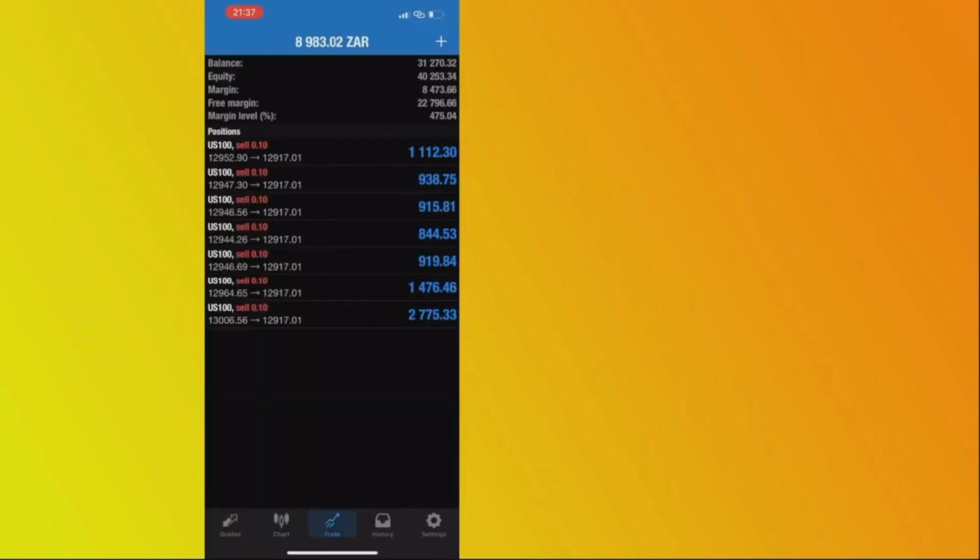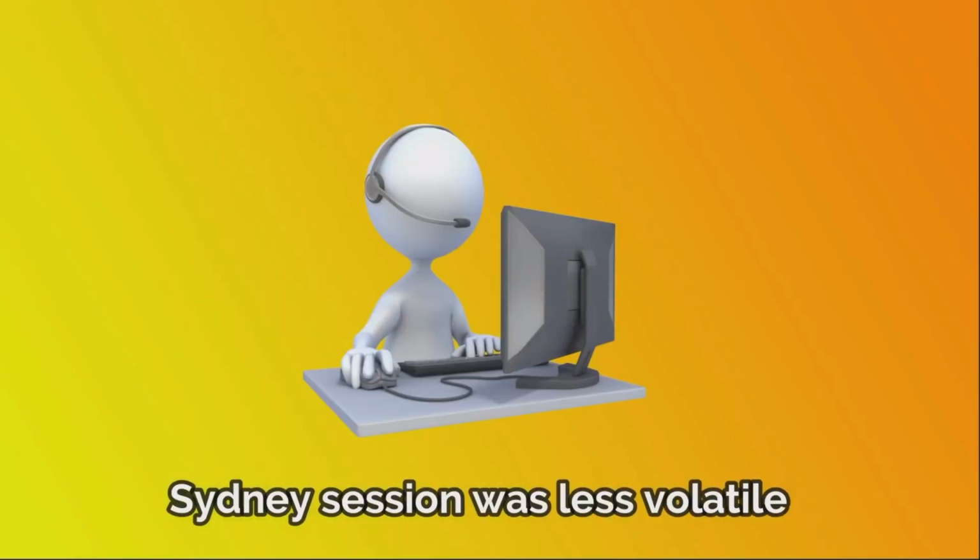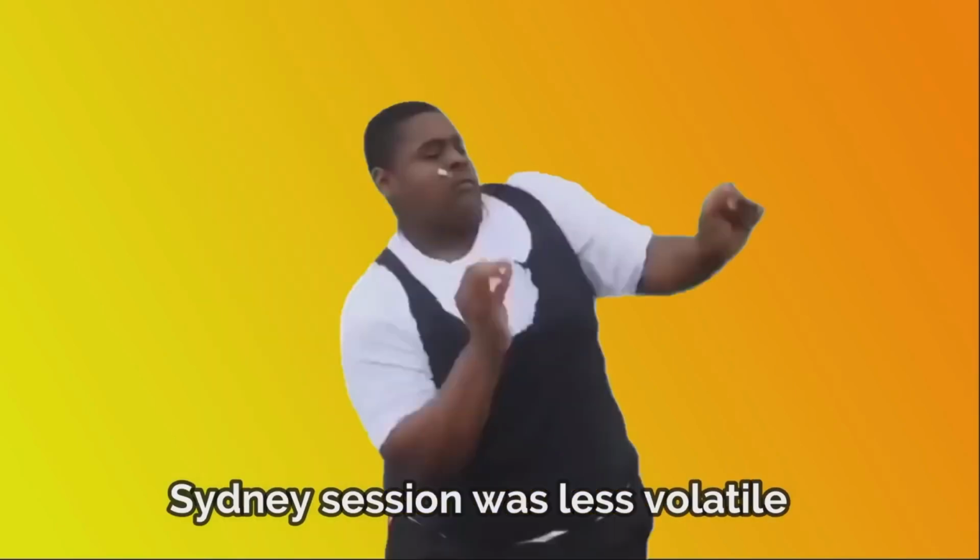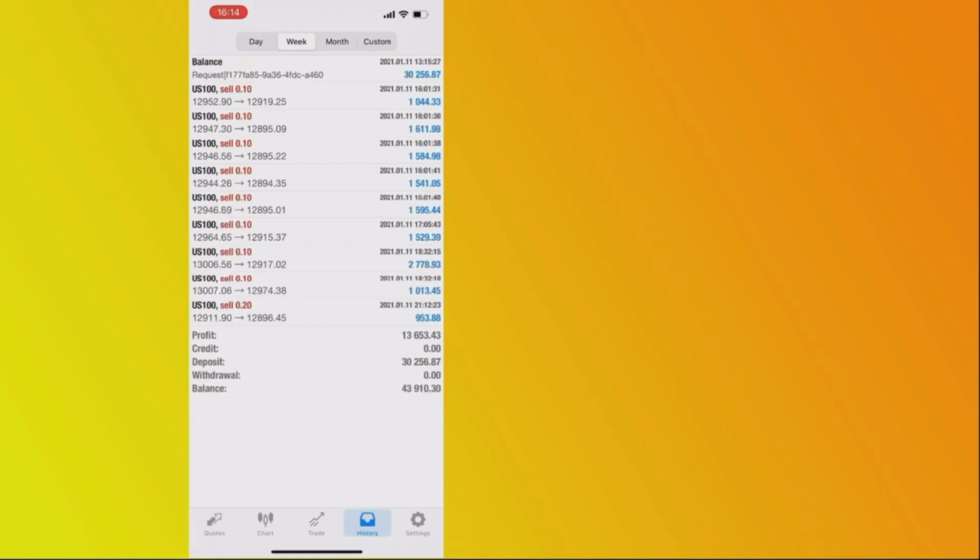or even change direction. The Sydney trading session didn't move that much, so I ended up closing the trades and securing my profits. Good evening guys, it's a new day. Remember, we're only scalping, so there's no need for us to hold trades. As you can see, I secured 13k profits. I only opened the account yesterday.